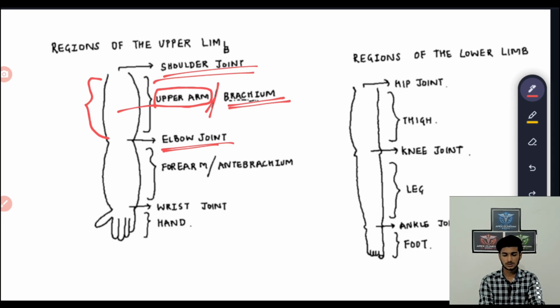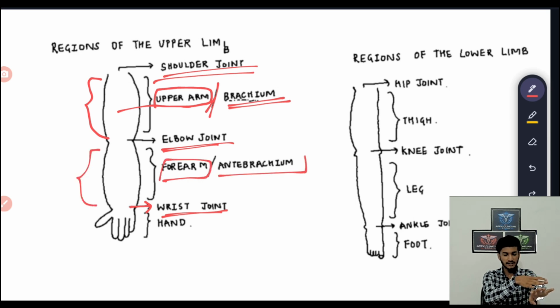Below the elbow joint, you can appreciate another joint which is called the wrist joint. This is the elbow joint, this is the wrist joint. So between these two joints, there is a part. This is called the forearm, or you can call it the antebrachium. This is the brachium part. This is the antebrachium part.